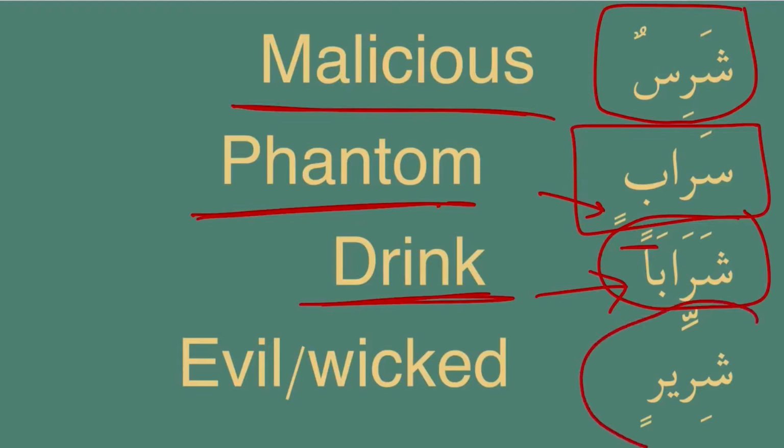What about this word here? Shiririn. How should it look like if there was a tanween dhamma at the end? Shirirun. What about a tanween fatha at the end? Shiriran, with the addition of a long vowel silent alif at the end. It means evil, wicked.